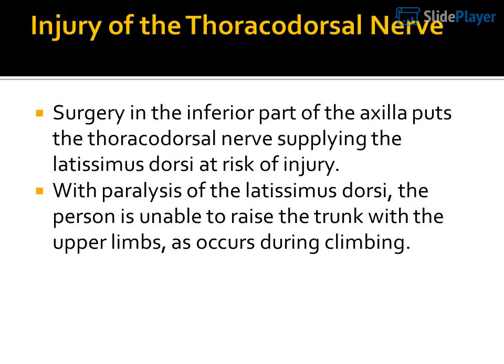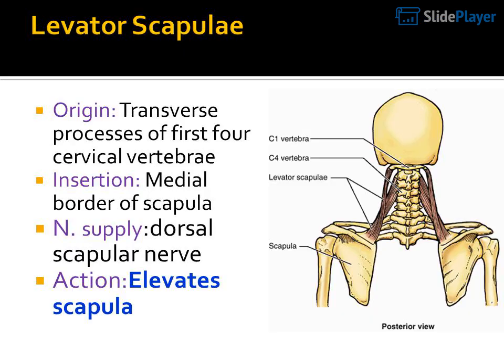Injury of the thoracodorsal nerve. Surgery in the inferior part of the axilla puts the thoracodorsal nerve supplying the latissimus dorsi at risk of injury. With paralysis of the latissimus dorsi, the person is unable to raise the trunk with the upper limbs, as occurs during climbing.